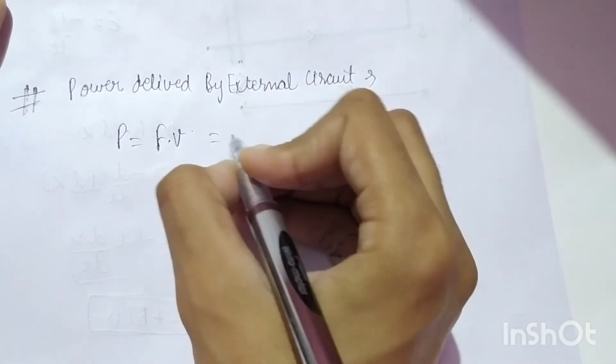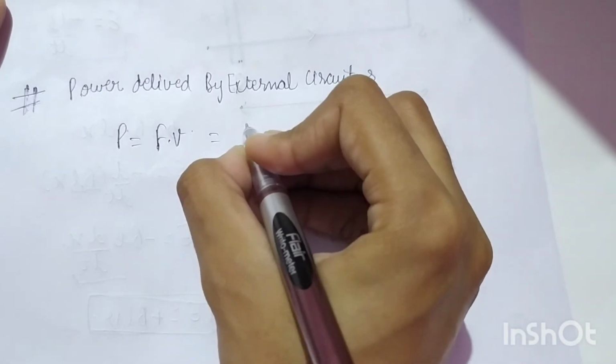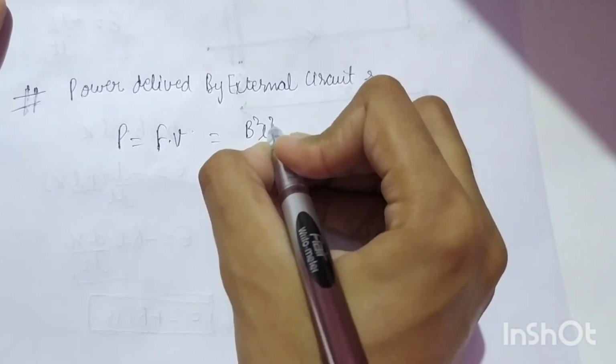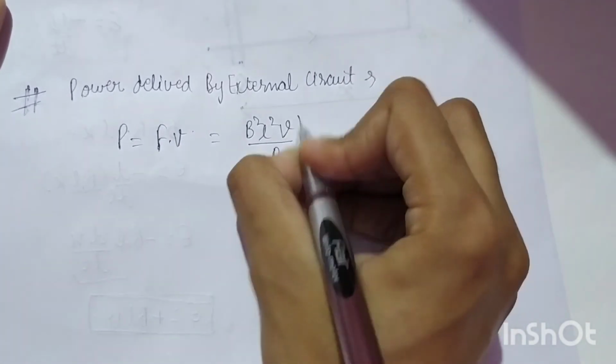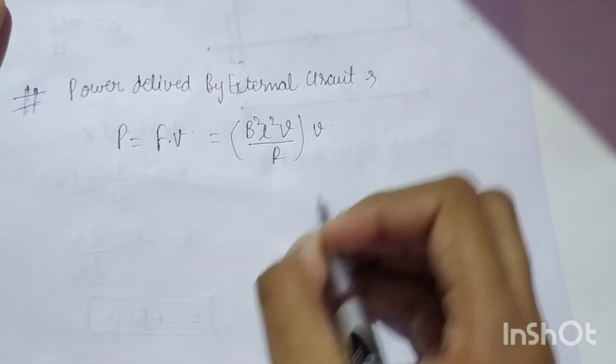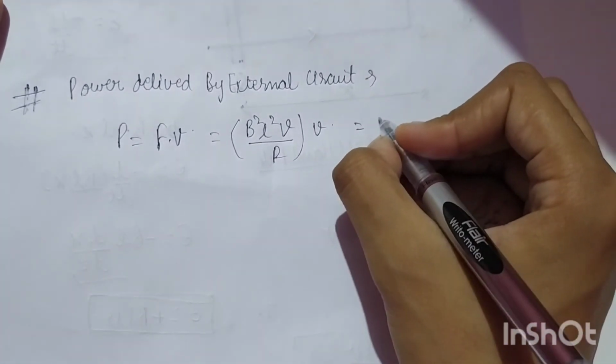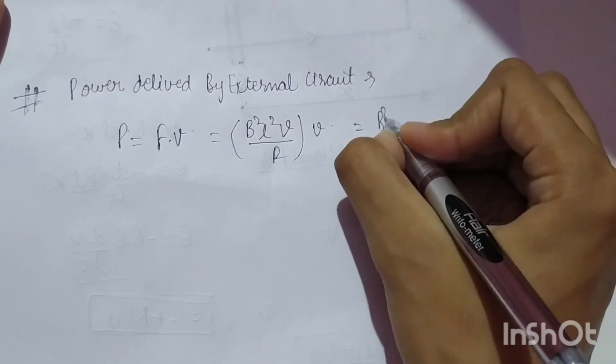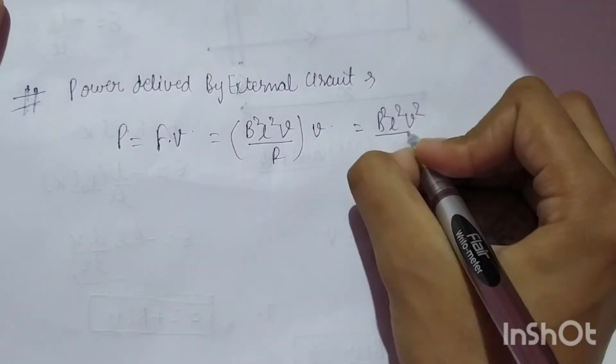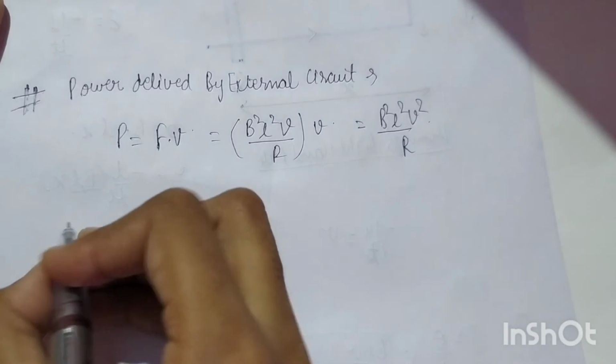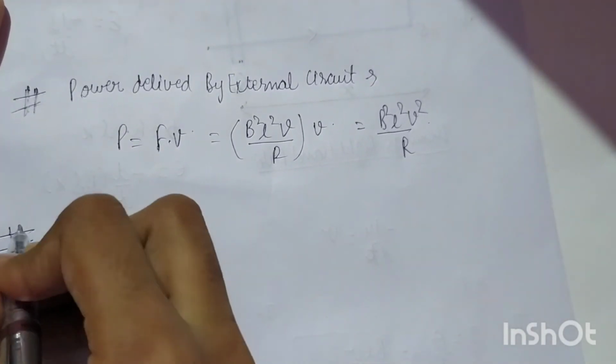Okay, so how can we find it? We already know what force is. Force is equal to B square L square V divided by R. Now here we have to multiply with V. What does the formula for power become? B square L square V square divided by R. Now this is the power that is applied to the external circuit.